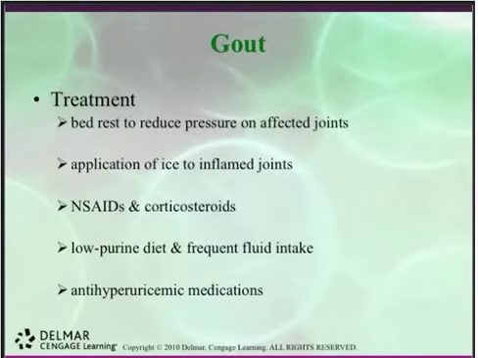Well, bed rest to reduce pressure on the affected joints, applications of ice to the inflamed joints, NSAIDs and corticosteroids, and low purine diets, as well as frequent fluid intake, and anti-hyperuricemic meds, basically ways to keep those uric acid crystals from forming. The pain can be acute and severe with mild systemic symptoms, and the treatment with pain medication is usually urgent with gouty arthritis. It's very, very painful if you've never had it. So here's a look at gout.